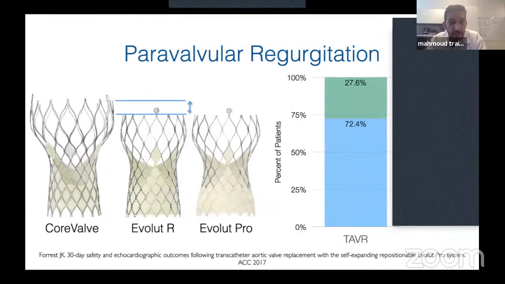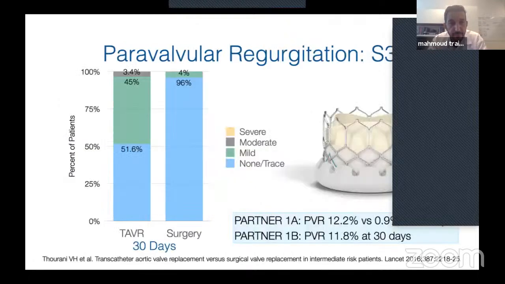Now, as the technology has improved with the self-expanding valves from the initial CoreValve to Evolut R followed by Evolut Pro, the rates of paravalvular leak have also dramatically declined, where only a quarter of patients have mild leak and it is very rare to have moderate or severe leak in this study. Similarly, we see the same thing with the SAPIEN valves, where the rates of paravalvular leak in the PARTNER trials have dramatically decreased from moderate to severe rates of 11 and 12% in the PARTNER 1A and 1B trials to 1-3% in more recent iterations of the data.